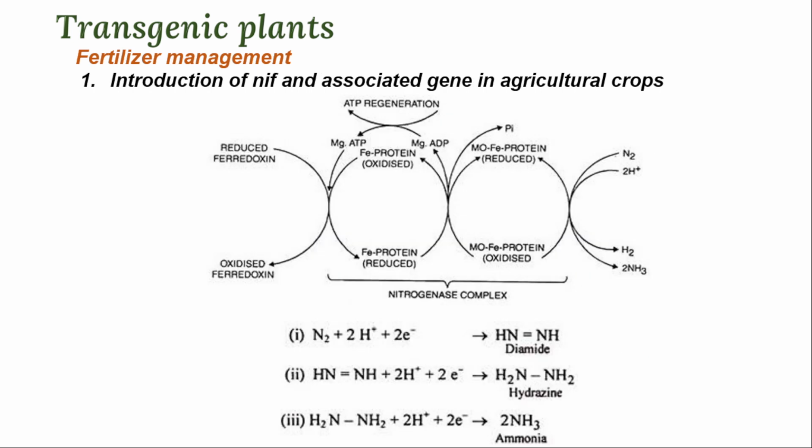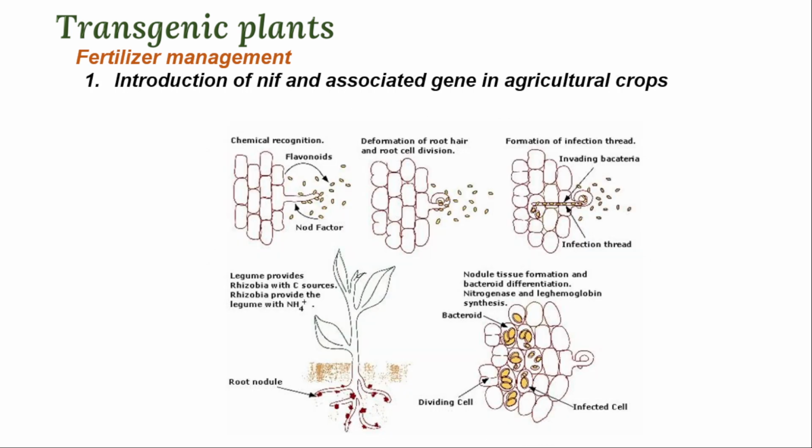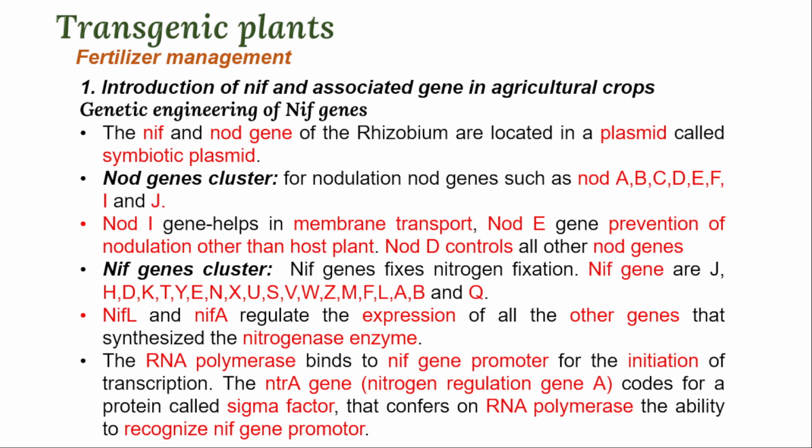So likewise, the NIF gene and other associated genes will take part. The NIF gene, NOD gene, and hub gene will take part in the fixation of atmospheric nitrogen and its conversion into amino acid. And how do you engineer the NIF genes into non-leguminous plants to get nitrogen fixation? Here, three genes are necessary. We need to have NOD genes, we need to have NIF genes, and hub genes should be integrated.